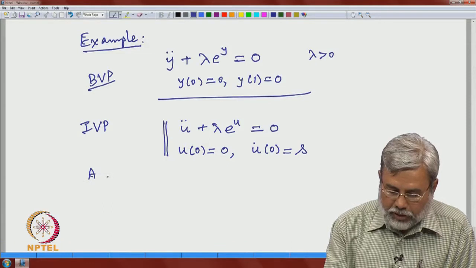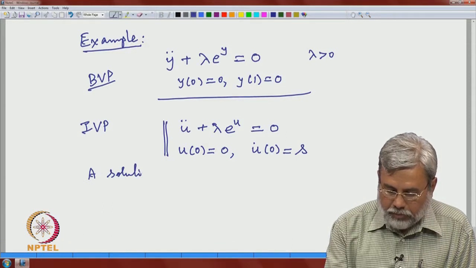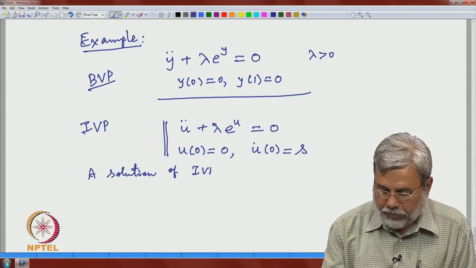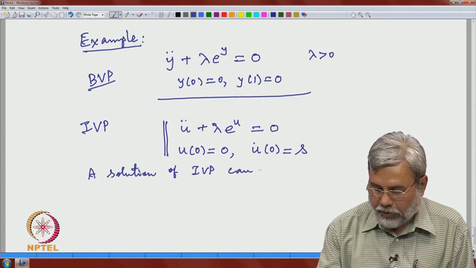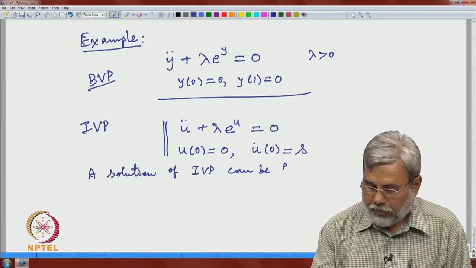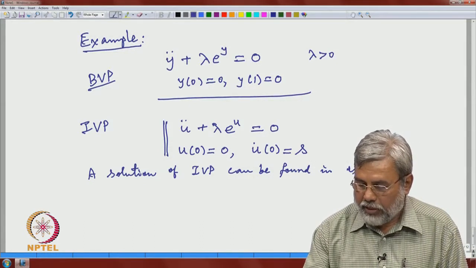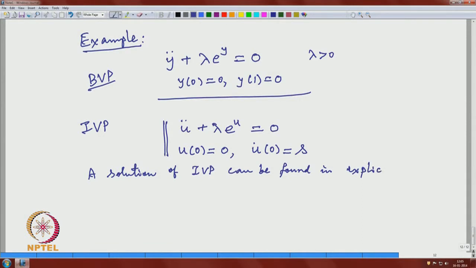A solution of the IVP can be found in explicit form. So do it. It is similar to the one we did in the case of conservative equations. So this is also a conservative equation, with an explicit form.